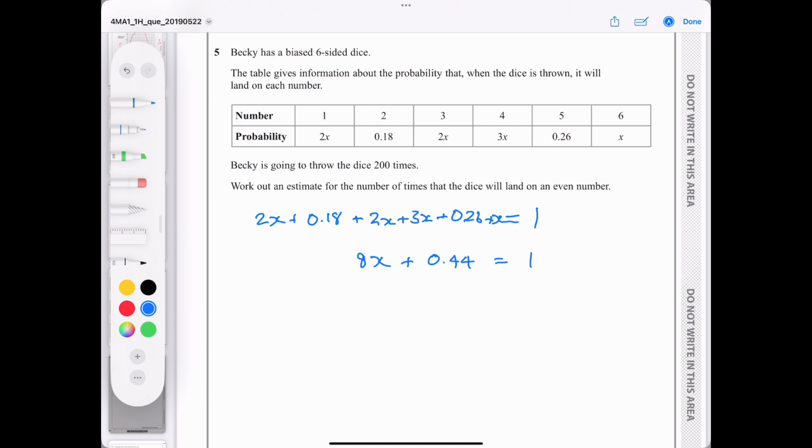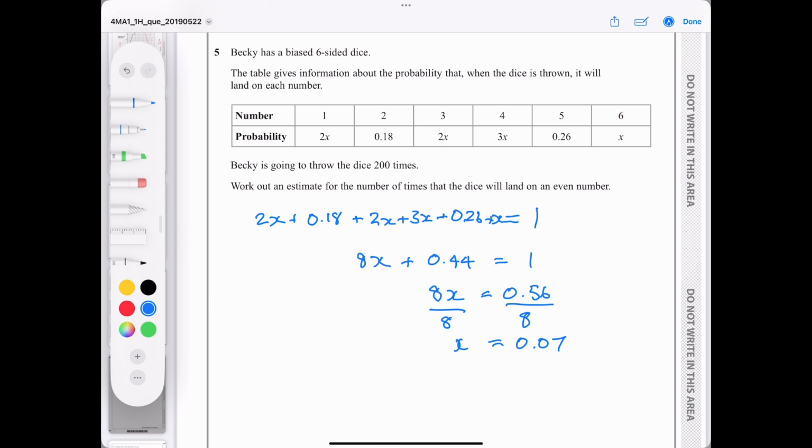So now to solve this, and this is something you should have done many, many times, you take away the 0.44 from 1. I think it's 0.56, but I'm just going to check. So it's 0.56. So we know that 8x equals 0.56. We also know that 8 divides into 56 7 times. So if we just divide that by 8, just to check, we get 700. So that means x equals 0.07.